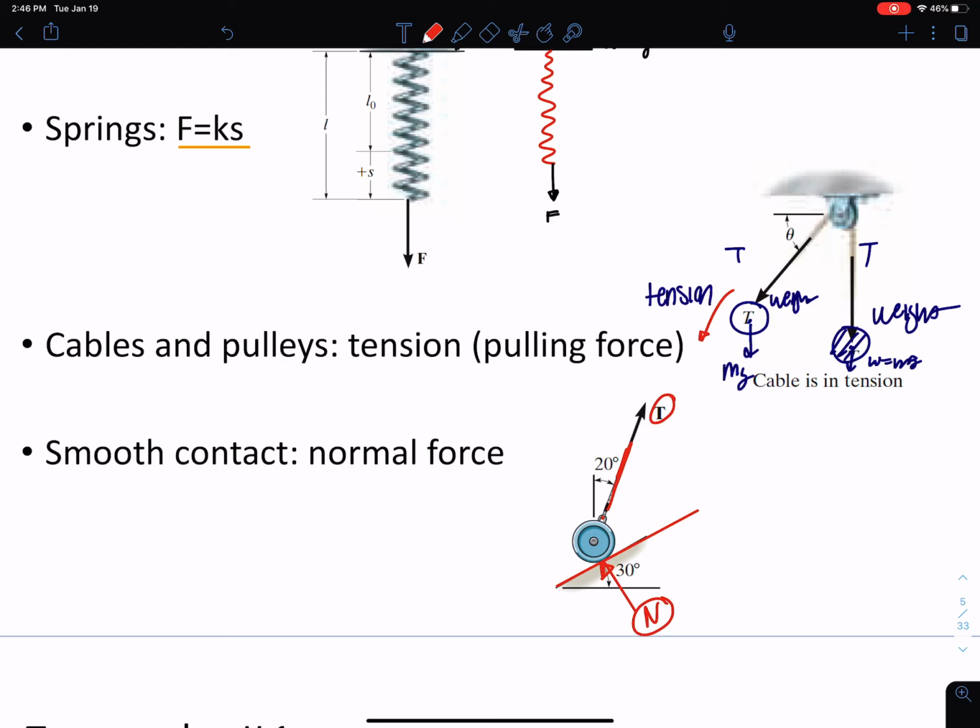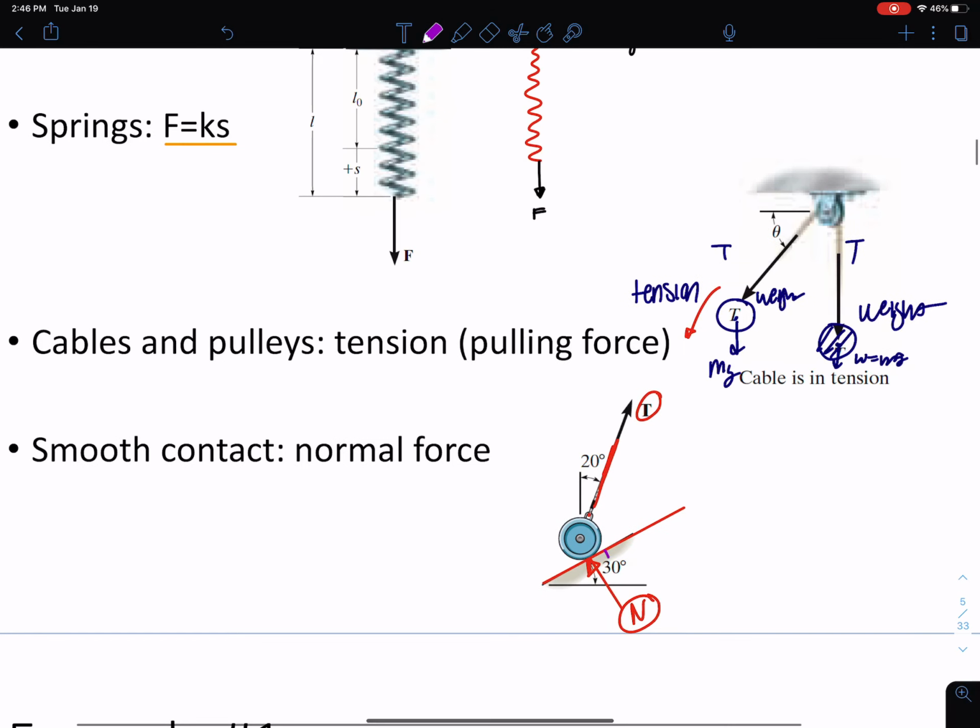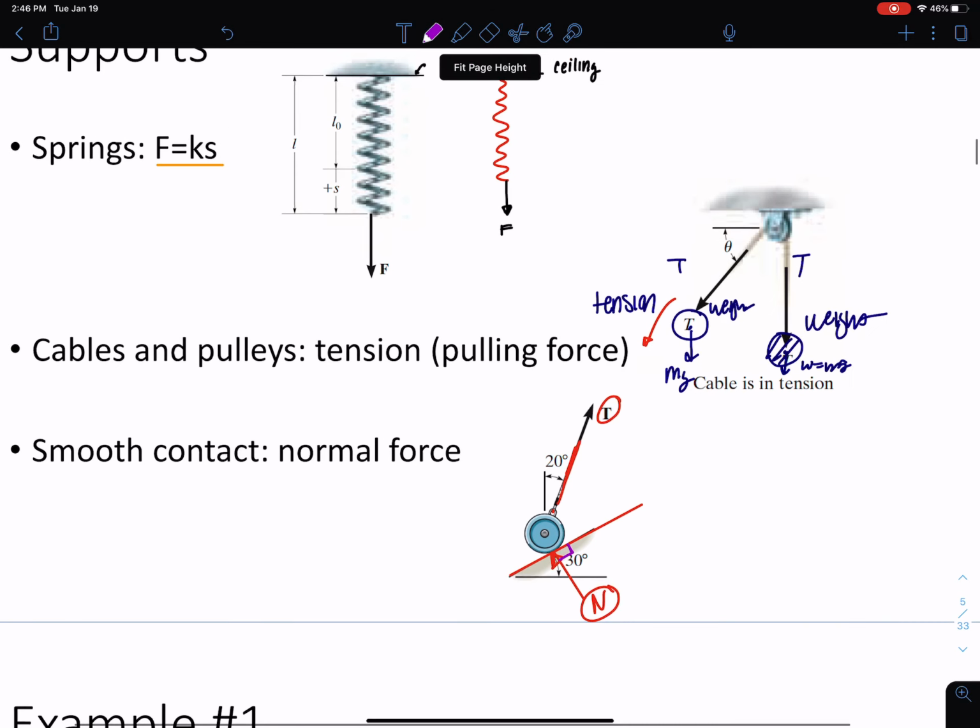It can be at an incline. It can be at a 90-degree angle. It can be at anything, okay? As long as it's perpendicular to the surface that it's acting on. So this is perpendicular to that surface there, okay?